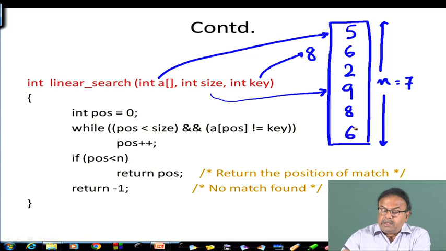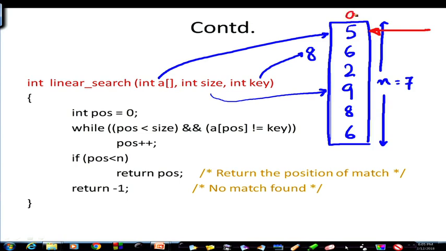Say something like this, I am trying to find out 8. So, now let us look at the algorithm. Int pos equal to 0, pos means position. So, initially I am in this position, that is this array is A, so A 0.